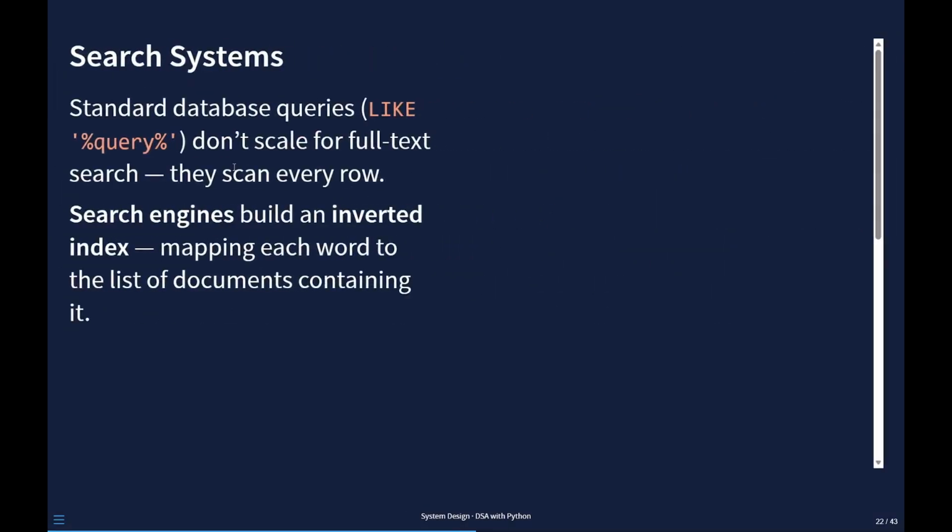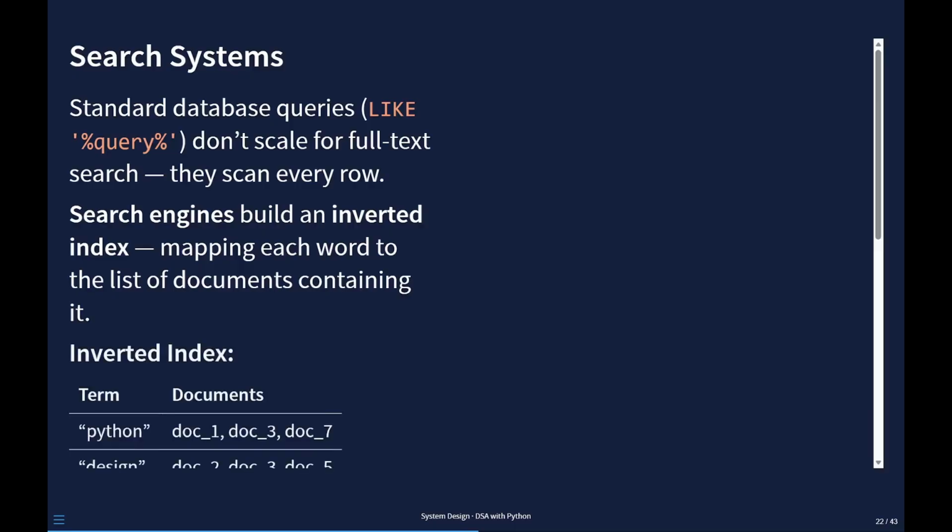Next, how does full-text search work at scale? You cannot use LIKE %search_term% in a SQL query that does a full table scan on every search. At millions of documents, it is completely unusable. Search engines solve this with an inverted index. Here is the concept.